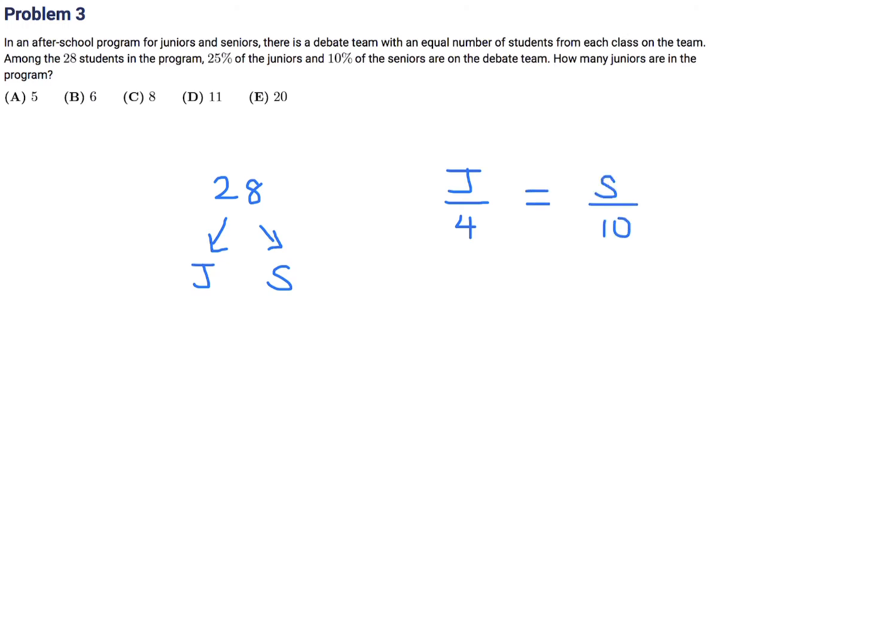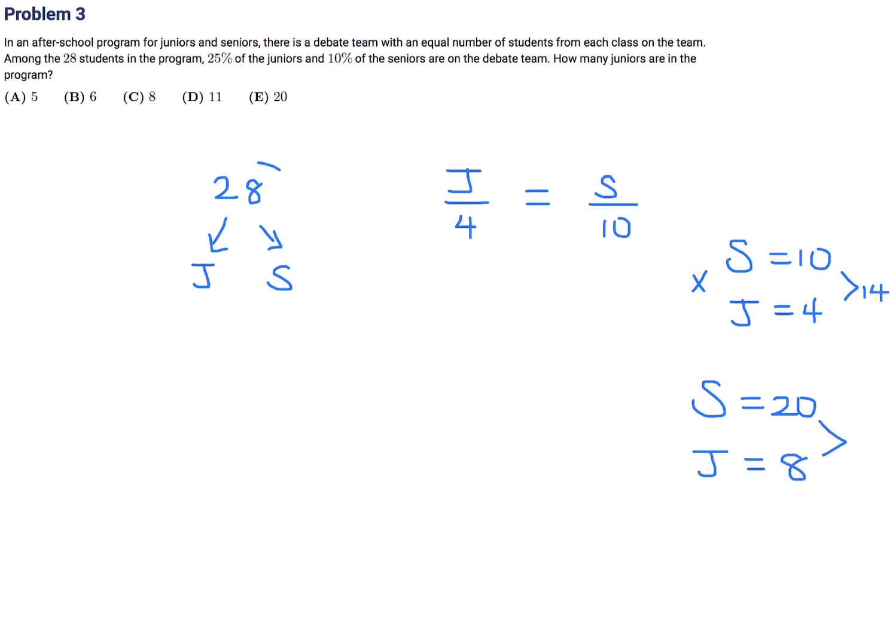So we just have to kind of plug and play here. The number of seniors is divisible by 10, so let's say the number of seniors is 10. If you put that in here, we would calculate that J is 4. The number of seniors plus the number of juniors must equal 28. But in this case, it only equals 14, so this can't be the right answer. All right, no problem. Let's try 20, the next number that is divisible by 10. If S is 20, J would be 8.